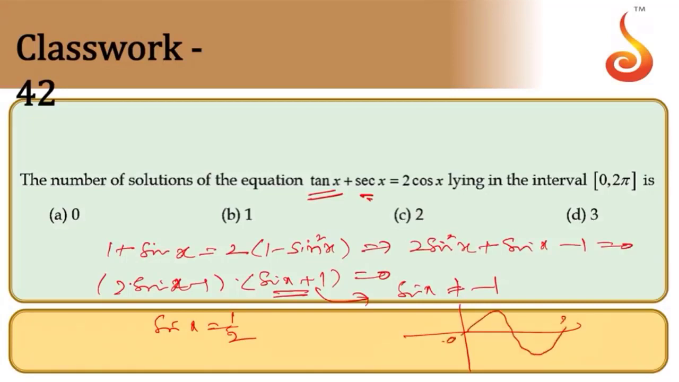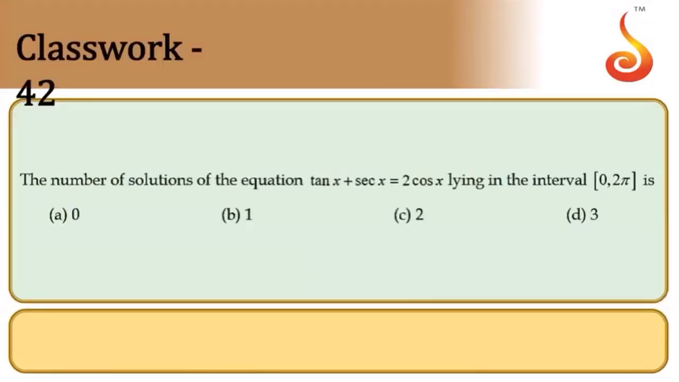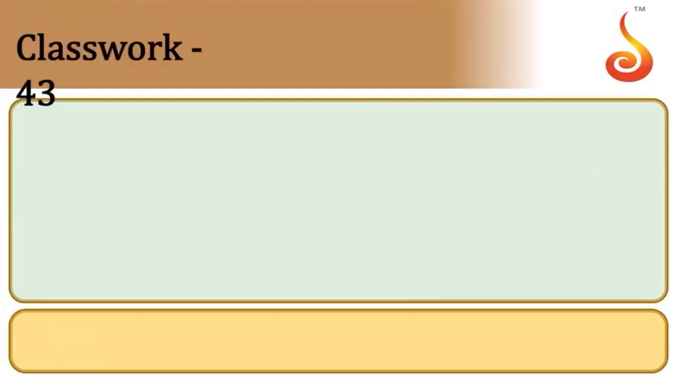So when I take the interval for sin x, the sin x graph looks like this, from 0 to 2 pi. Sin x equal to half means there are two solutions. You take the straight line y equal to half, and the sin x graph and the line will cut at 2 points. So the number of solutions is equal to 2 only.